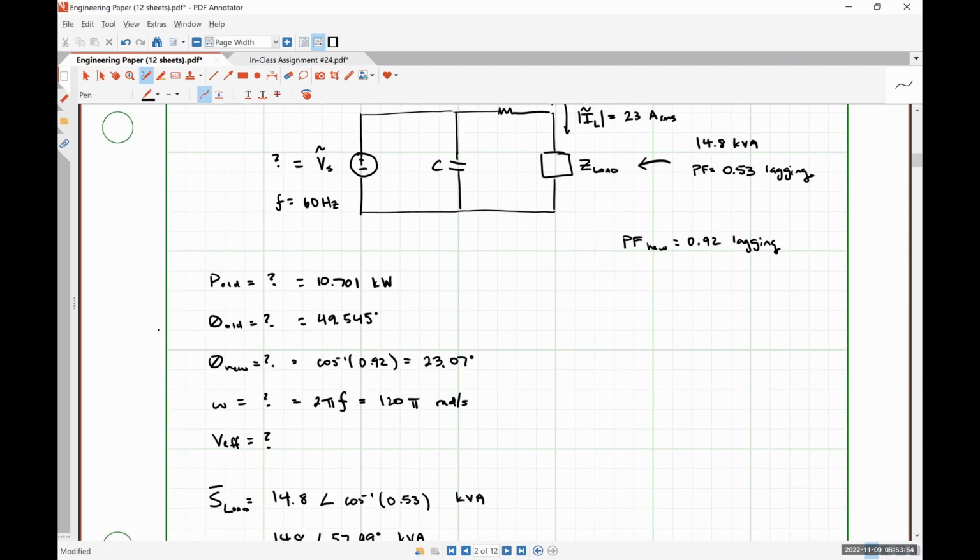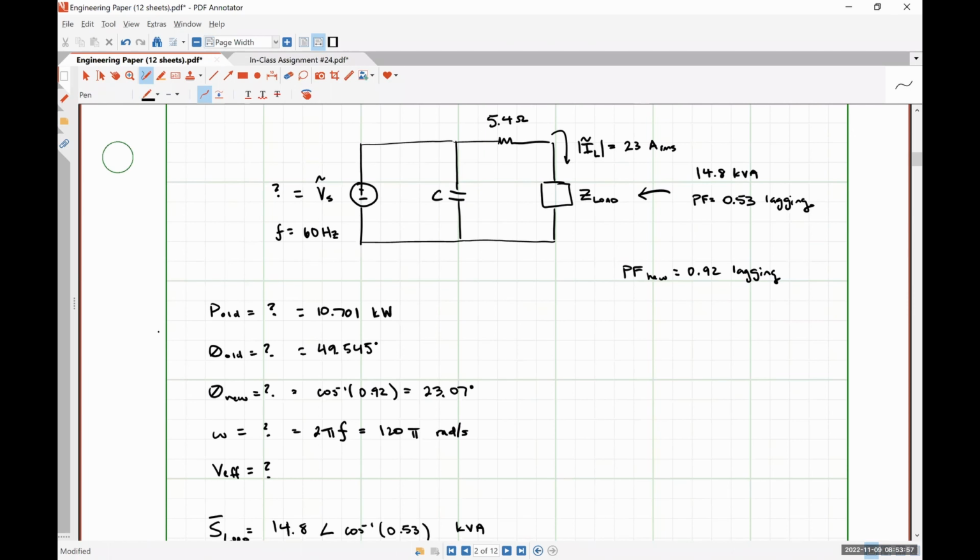So that leaves us with how do we find the effective voltage? We don't know what our source is supplying. We don't know the phase angle at which our current is flowing through our composite load on the right-hand side. Anybody have any thoughts?